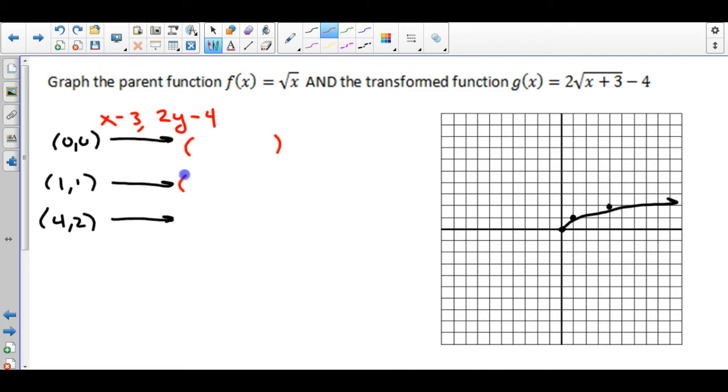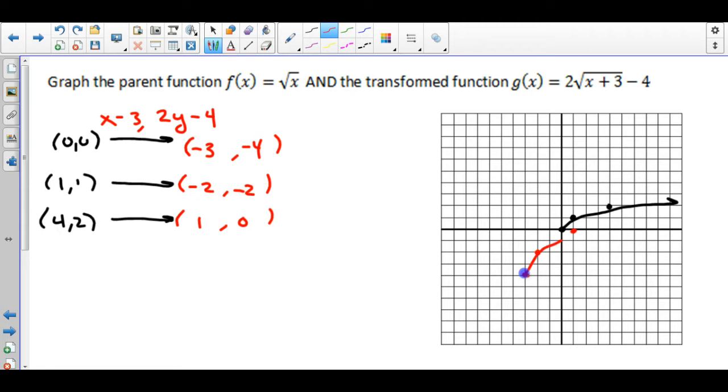So I'm going to write down my 3 new points. I'm going to subtract 3 from my x's. So 0 minus 3 is negative 3, and 1 minus 3 is negative 2, 4 minus 3 is 1. And then I'm going to multiply my y's by 2 and then subtract 4. So multiply this by 2 and then subtract 4. And now I'm going to plot these points for my transformed graph. So left 3, down 4. I have negative 2, and then 1, 0.